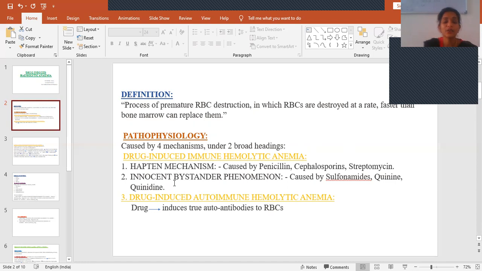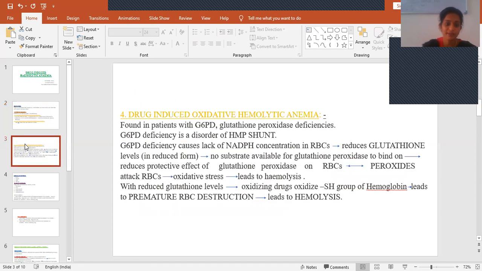And the other is the innocent bystander phenomenon. This is caused by certain drugs like sulfonamides, quinine, and quinidine. And then drug-induced autoimmune hemolytic anemia. That means our own cells will be recognized as foreign particles. So this drug induces true autoantibodies to RBCs. When the drug enters, it will induce the formation of autoantibodies to red blood cells, causing the destruction of red blood cells.